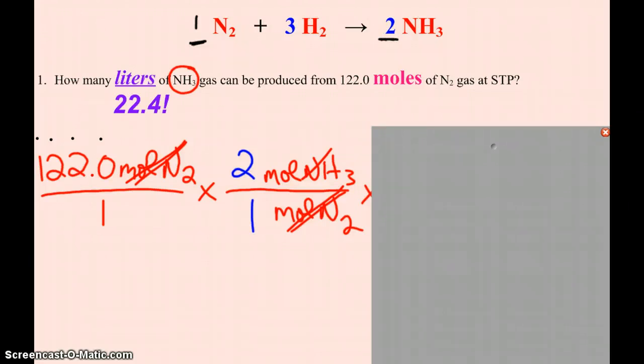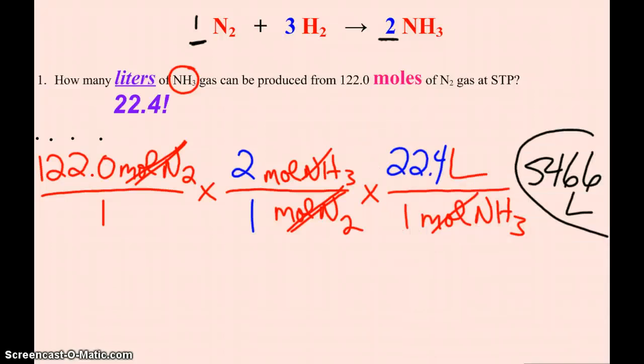And now all I do is end with our newfound fact that 1 mole of ammonia is 22.4 liters. So I change that moles of ammonia into liters using my new fact, 22.4. So for this one, mathematically, 122 times 2 times 22.4, 4 numbers to start, 4 numbers in my answer, 5,466 liters.